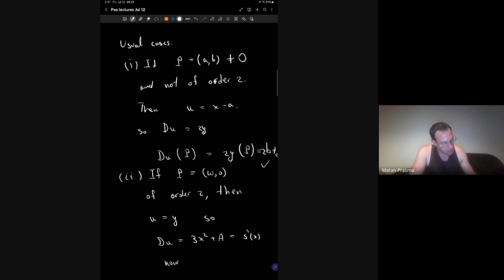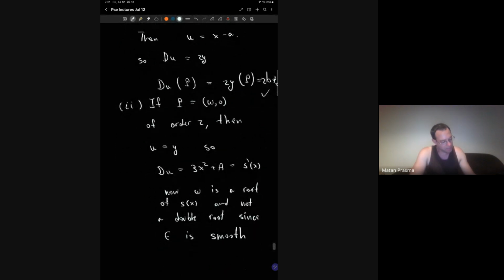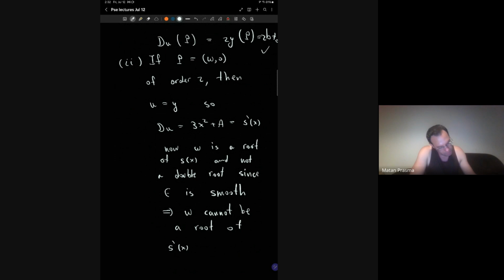Now, omega is a root of S of x, and not a double root, since E is smooth. And hence omega cannot be a root of the derivative S prime of x, which means that du at P is some finite value that is non-zero.